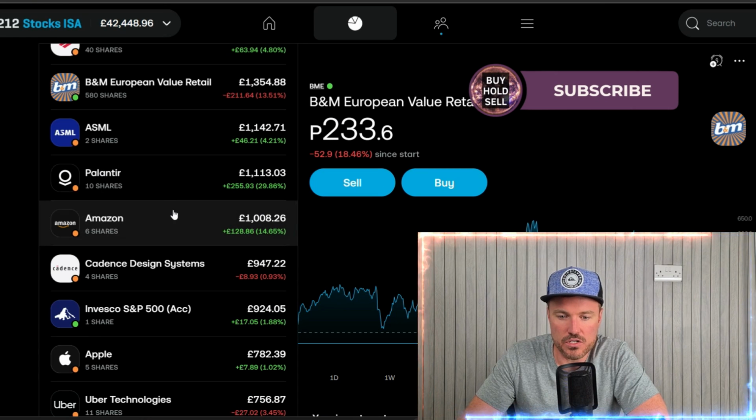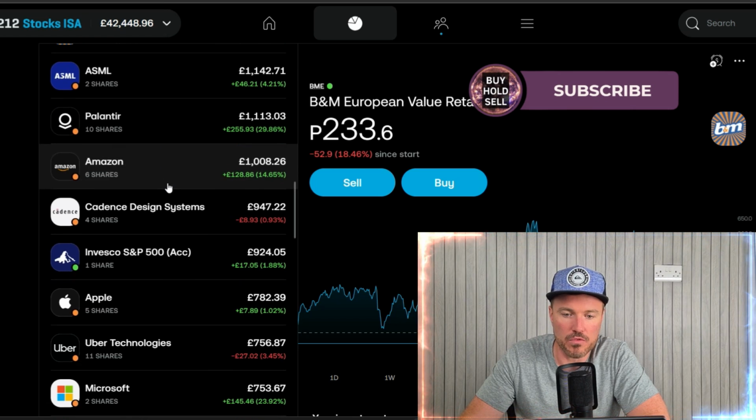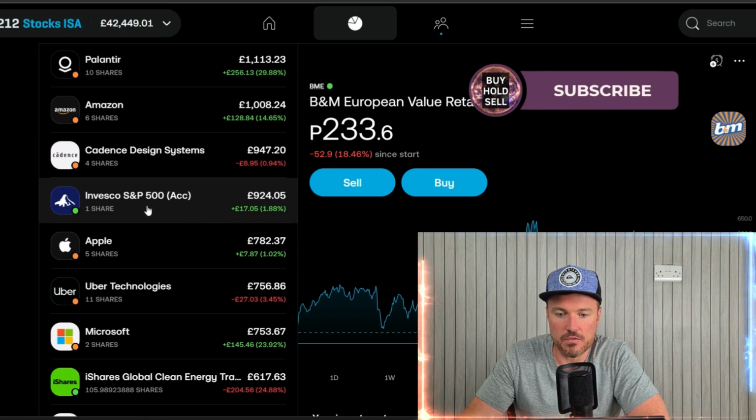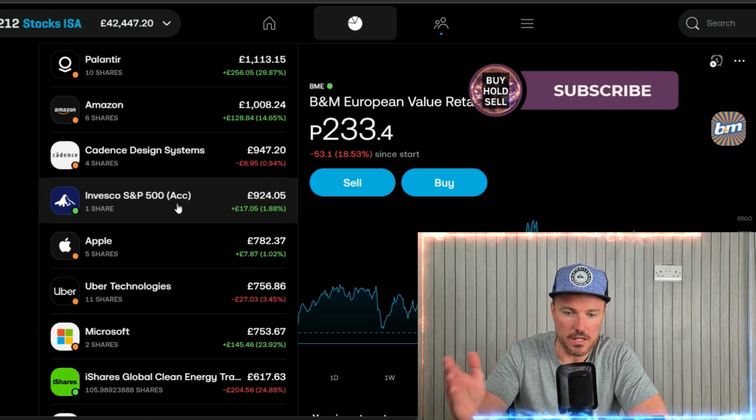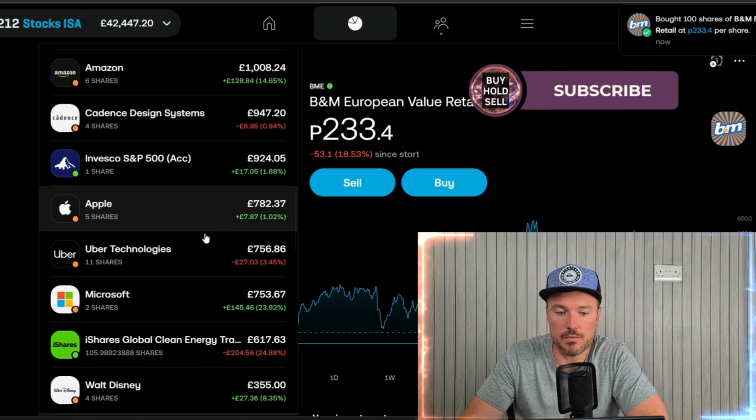You can see the types of sectors that I'm in. I am playing with the big boys. I am playing with high growth plays. But generally speaking, I've got an S&P tracker there that is set up on the back of the Donald Trump bill. Just a cheeky grand in, and you can see we're up 1.88%, which is nice.